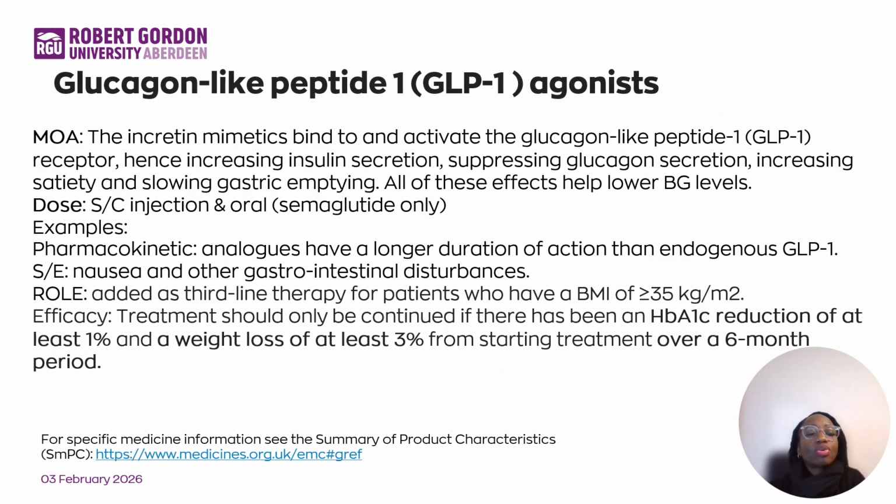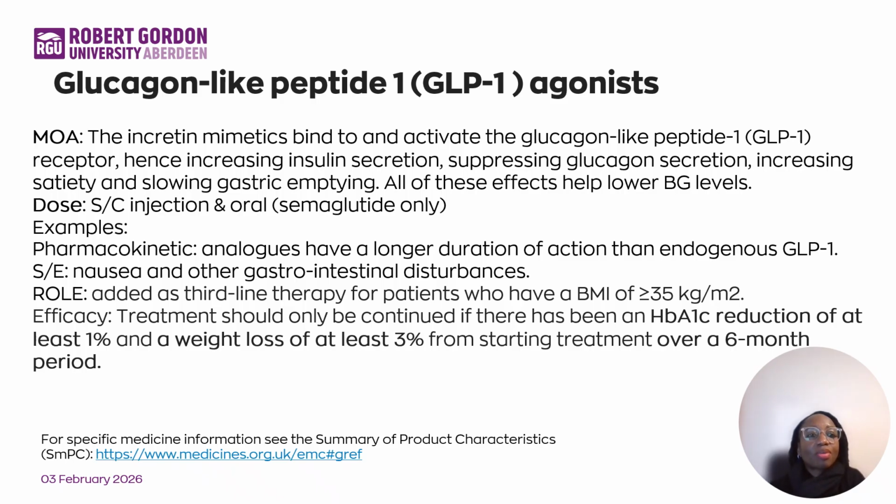Okay, so what do they do as medication? They are incretin mimetics that bind to and activate the glucagon-like peptide 1 receptors, hence increasing insulin secretion, suppressing glucagon secretion, increasing satiety, and slowing gastric emptying. All these effects help lower blood glucose levels. Most of these are injectables, but we do have one oral, which is the semaglutide. Examples will be the semaglutide, semaglutide is the one that comes to mind. We have liraglutide as well.